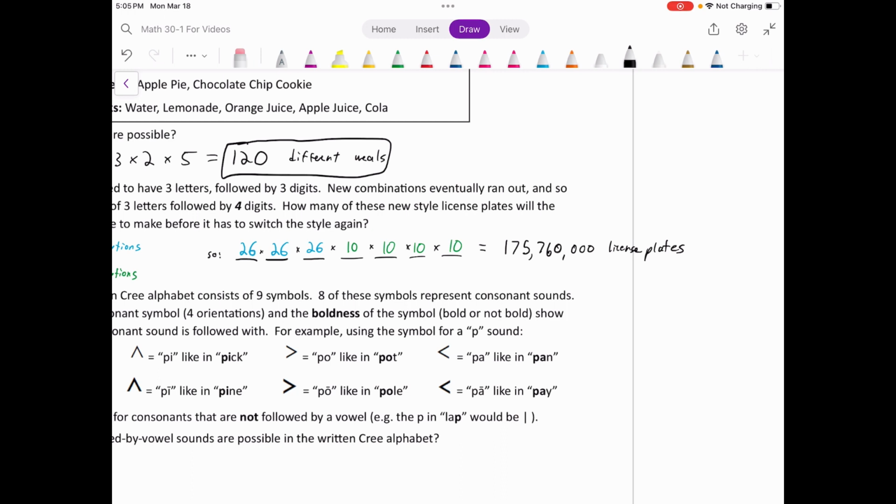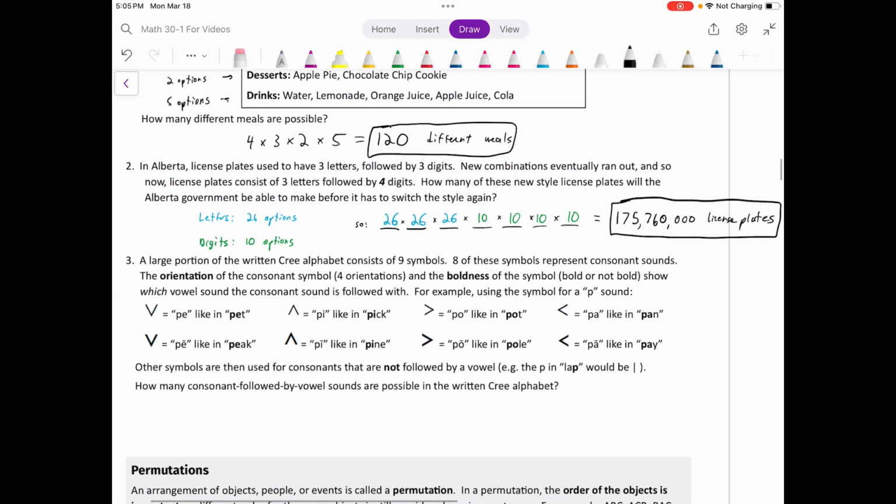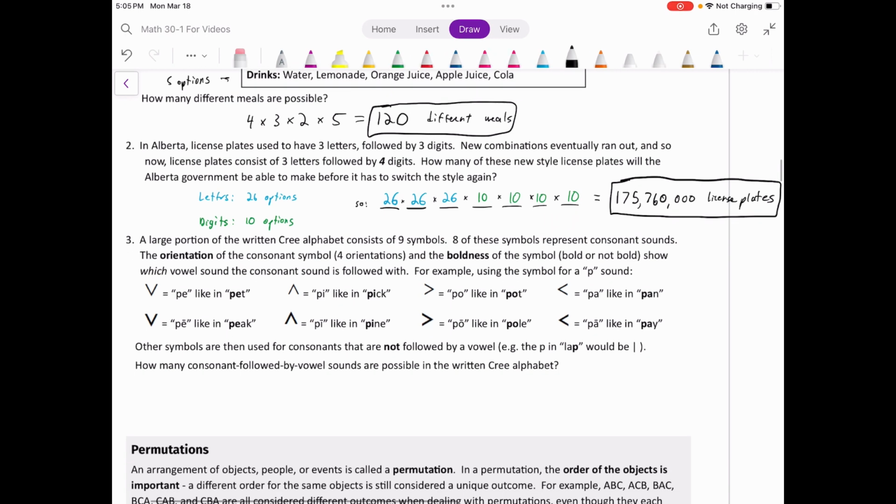After that, you're going to have to start making a new system for making license plates, okay? But we can make that many different ones without repeating any ones that we've already made. That's the number of possible different ways this could turn out. Cool, right? It's a problem that kind of makes your head spin at first, but the fundamental counting principle makes it actually not too hard of a problem to solve.